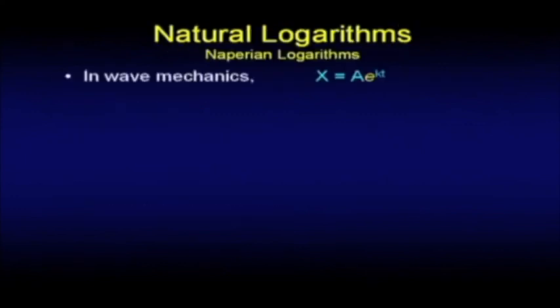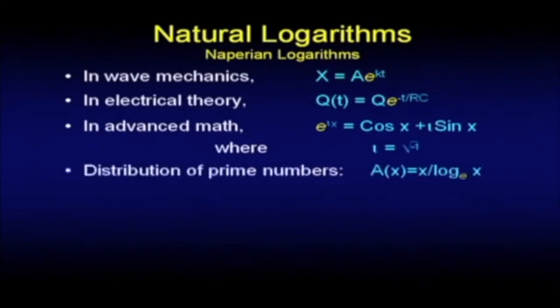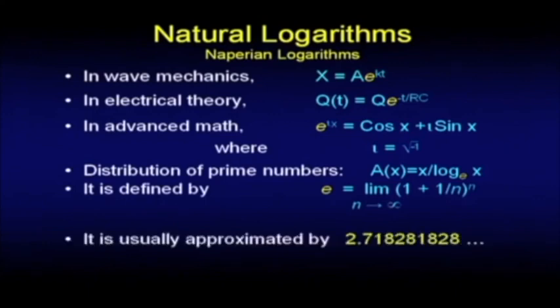Where do you find it? In wave mechanics, it's a very key formula. In electrical theory, it shows up again and again. In advanced math, it's got an irrational part of the trig functions. The distribution of prime numbers follows that behavior. The fact that a distribution of prime numbers follows any behavior is bizarre, but it does describe the distribution of prime numbers. It's defined by that limit that I just mentioned, and it's usually approximated by 2.71828 and so on. Okay, so much for that. We talked about Genesis 1:1 as that one verse.